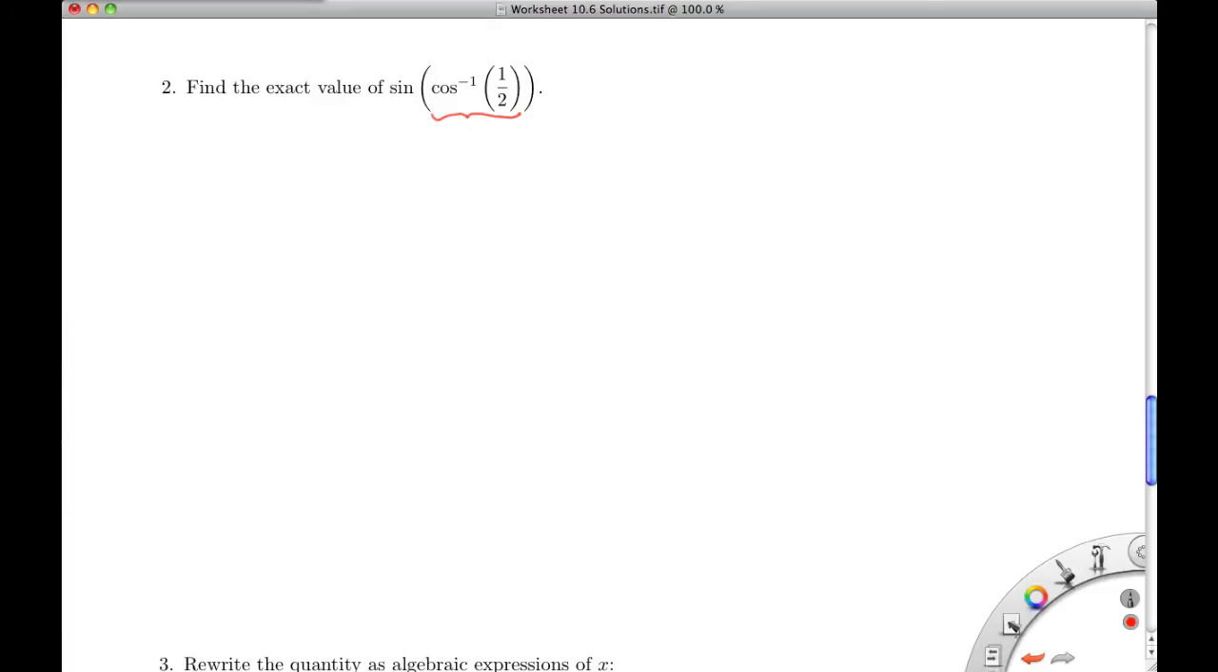And we actually answered this question in the last problem that we did. We wanted to find out, well, what is the arc cosine or the inverse cosine of 1/2? Meaning, for what angle does the cosine equal 1/2? Well, we know from problem number 1 that this is going to end up being pi over 3. That's how we would figure that out.